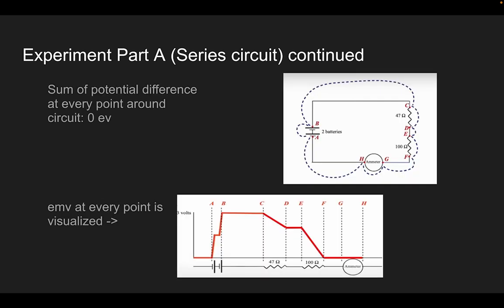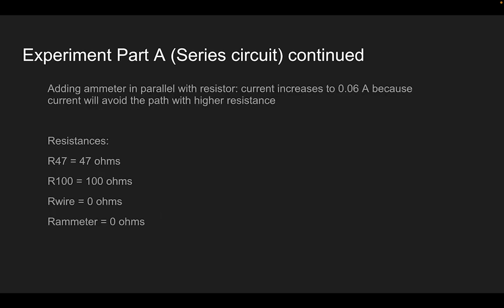The sum of the potential differences at every point, from A to B, from C to D, E to F, G to H, etc. You add them all together, and the total potential difference is going to be 0. The below graph visualizes it. It goes up, but in the end, it still comes down to 0, because that's how series circuits work.